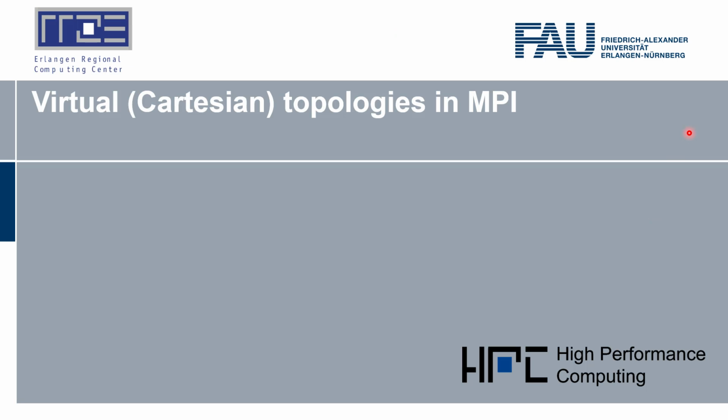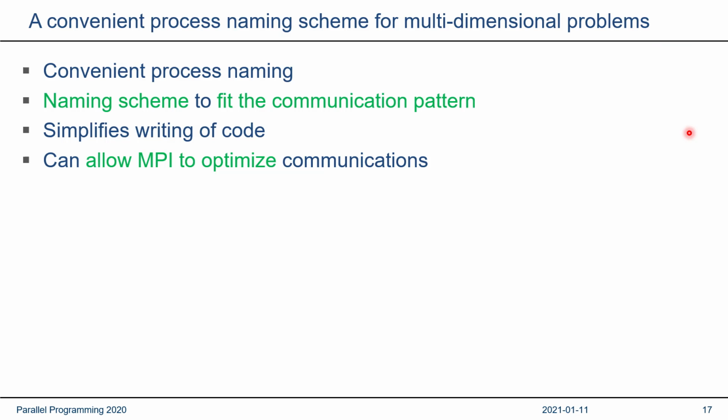The second part of today's lecture deals with virtual Cartesian topologies in MPI. Cartesian topologies are a convenience feature of MPI, which means you don't actually need this feature, just like you don't actually need collectives in MPI. However, it makes your life much easier for certain types of problems. Especially if you deal with multidimensional problems and Cartesian domain decomposition, virtual topologies provide a convenient process naming scheme to fit the communication pattern of the program. It simplifies the writing of code, so there are some functions in it that you would have to write yourself if you would have to do this by yourself. And in some contexts, with, of course, the implementation allowing, it could allow MPI to optimize communications between processes.